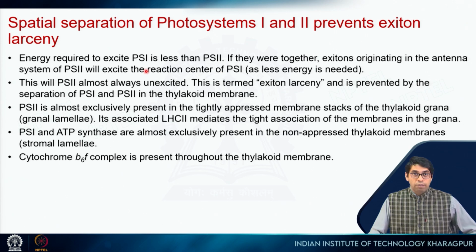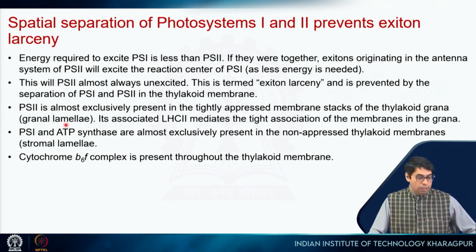And what will it result in? It will result in the unexcited state of photosystem 2. So photosystem 2 will almost always remain unexcited, okay? So this is termed exciton larceny and is prevented by the physical separation of these two photosystems in the thylakoid membrane. Photosystem 2, as we have seen, is almost exclusively present in the tightly appressed membrane stacks of the thylakoid grana, which is also called granal lamellae.